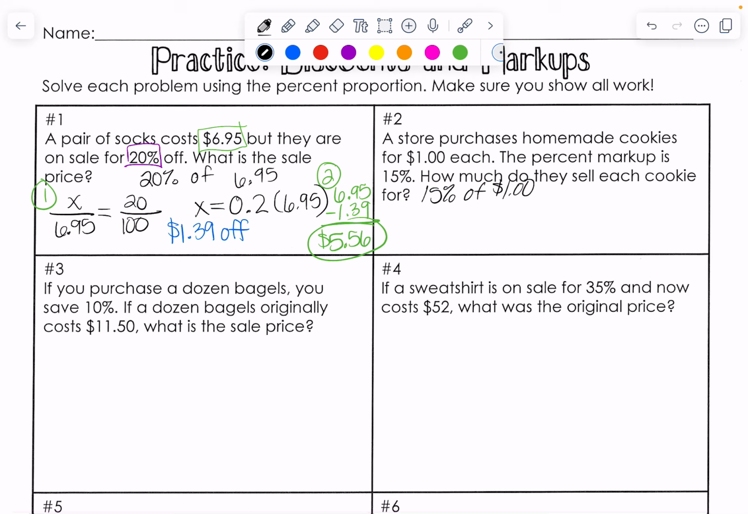So again, either using a percent shortcut, using the percent proportion, or using the percent equation. So when you figure out 15% of $1, using whatever approach you want, 15% of 1 ends up being 15 cents. Okay, so then what we need to do is this is a markup. So remember, a markup increases our price. So that means for our second step, the store purchased the cookies for $1, then marks them up by that 15 cents. So now the selling price is $1.15.